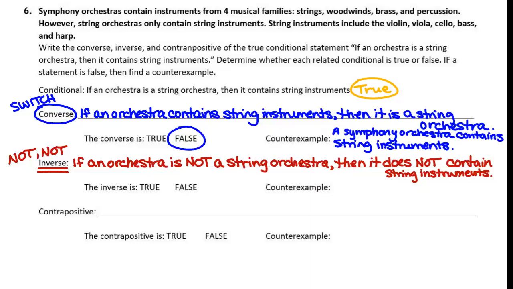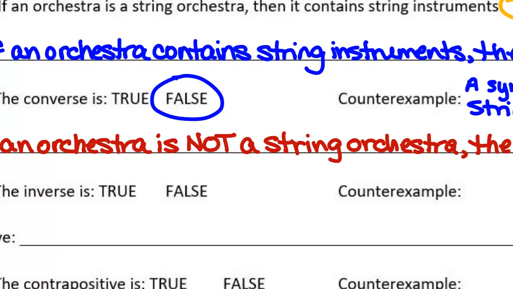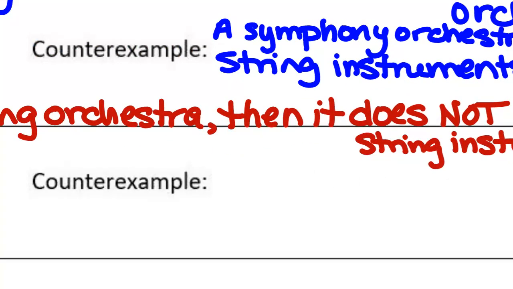So let's think about whether this is true or false. Let's think about the first part. If an orchestra is not a string orchestra, have we talked about any other kinds of orchestras? What did we talk about? Symphony orchestra. So I could think about a symphony orchestra right here, because that would meet that first part, not a string orchestra. Then it does not contain string instruments. Is that true? No. So this would be a false statement. And what could I use as my counterexample? I already used it once. Yep, I can use the symphony orchestra. A symphony orchestra contains string instruments.